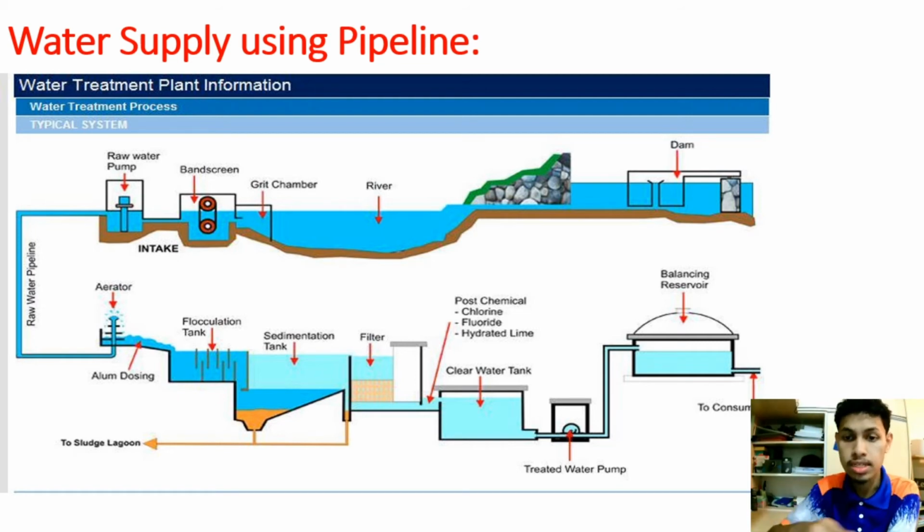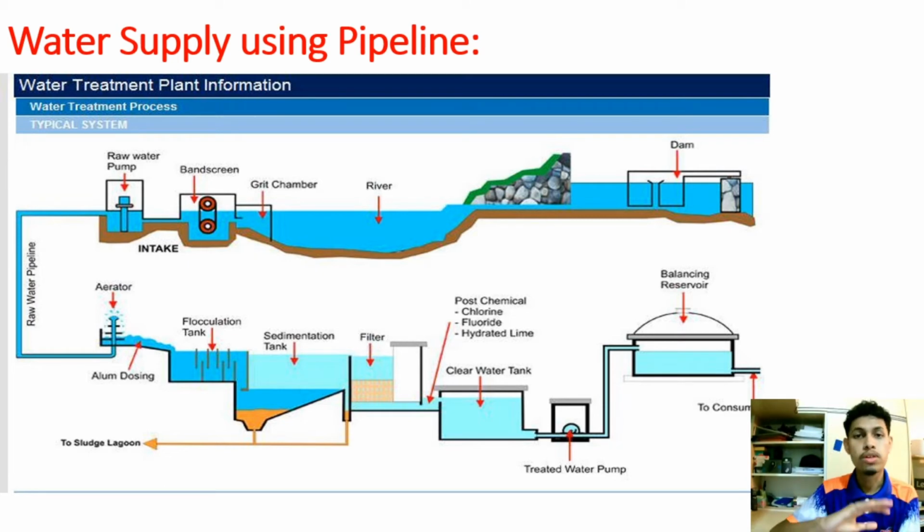As you can see, the water goes from the river to the raw water pump, then moves to the raw water pipeline, and then they process the water. They will add some of their recipe to make sure that the water is clean, to separate out the bacteria or whatever it is.